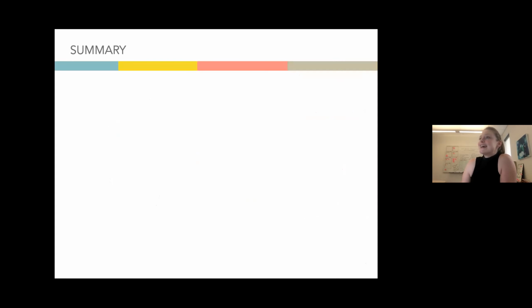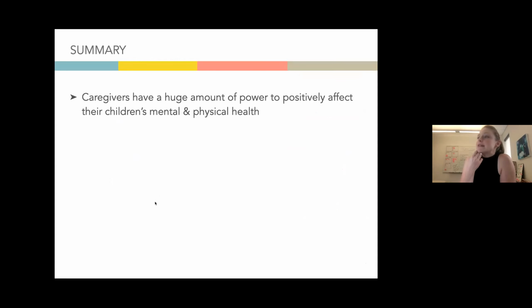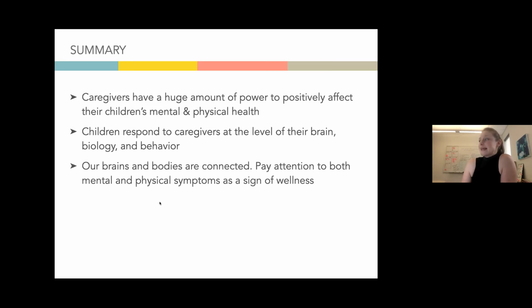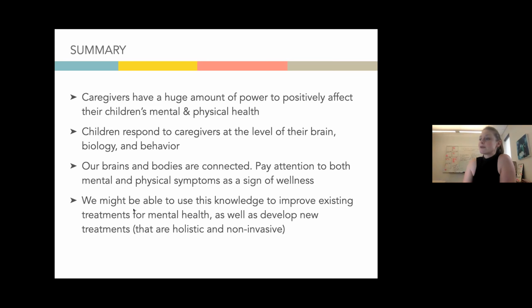So just to summarize this section of the talk, what I've shown you is that caregivers really have a huge amount of power to positively affect their children's mental and their physical health. Children respond to caregivers at the level of their brain, their biology, and their behavior. And our brains and bodies are connected. So paying attention to both mental and physical symptoms is a sign of wellness. And I think that's a really important point that we miss a lot, as parents and certainly as healthcare providers, is that physical health matters just as much as mental health when we're talking about the overall well-being of a child. And so we really need to pay attention to both.